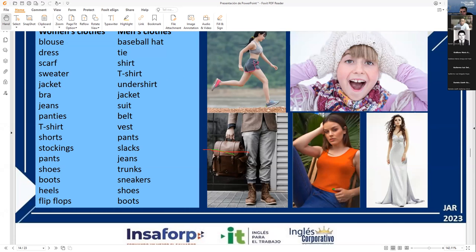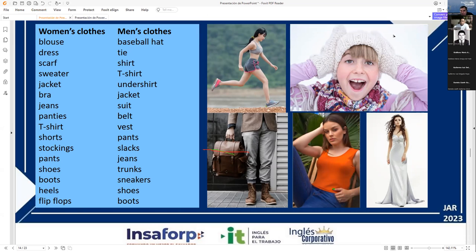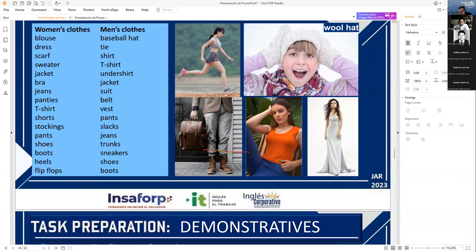What about this? Someone asked, teacher, what is that? Dress. This is a wool hat. Gorro. Wool hat. Teacher, no Mickey. Don't worry. I'll change the color. Wool hat. Shorts. Top.